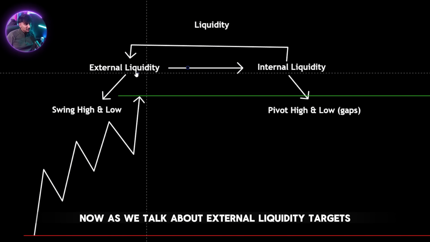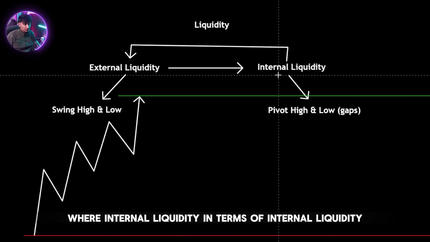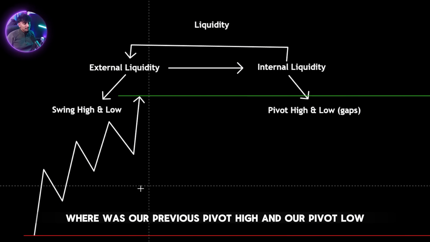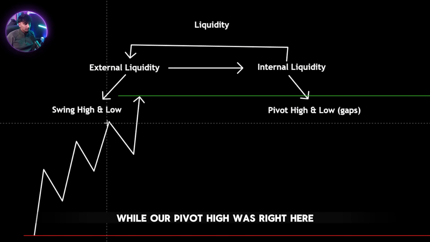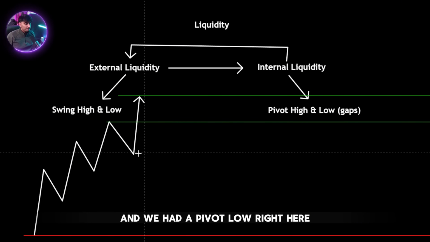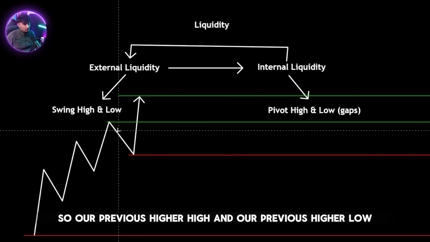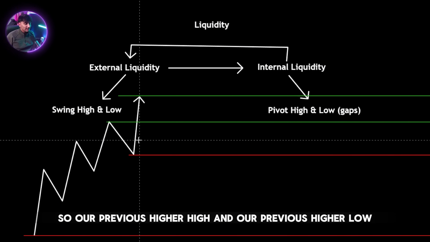Now, as we talk about external liquidity targets, where? Internal liquidity. In terms of internal liquidity, where was our previous pivot high and our pivot low? Well, our pivot high was right here and we had a pivot low right here. This is going to be our higher high, okay? So our previous higher high and our previous higher low.